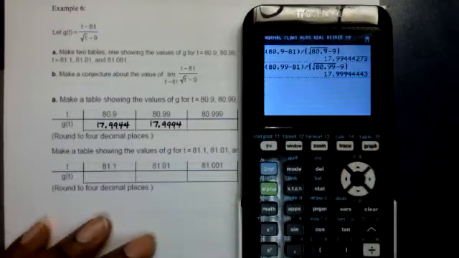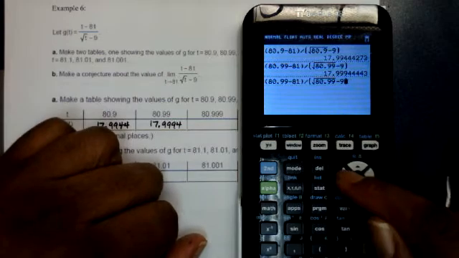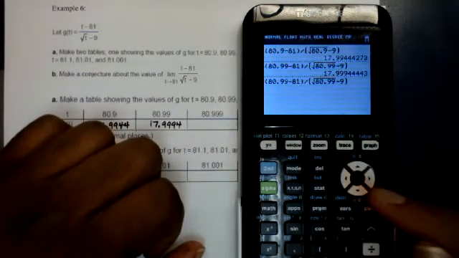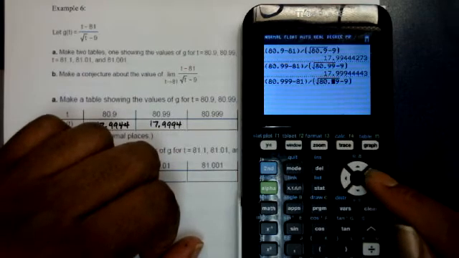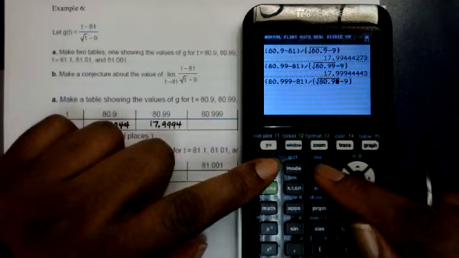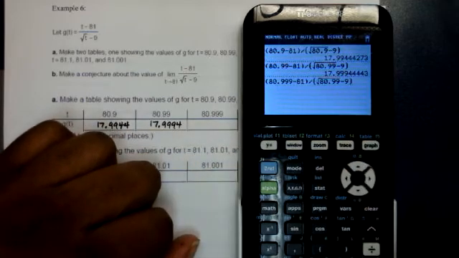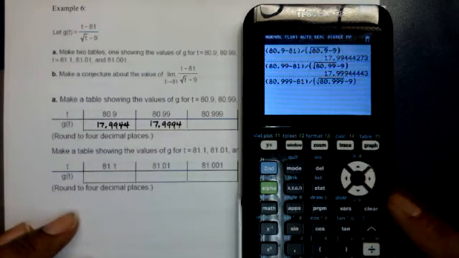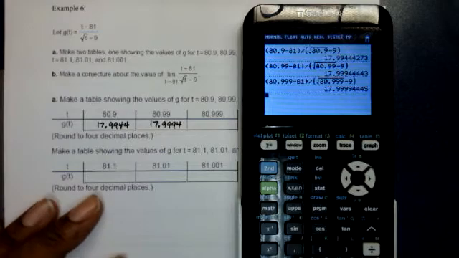And then for 80.999, this is where I'll do second and enter to pull this back up. Then I'm going to use my left arrow key. I'll do second and delete for the insert. I'll insert another 9 for 80.999. And then go underneath the radical, second, delete, insert another 9. That way I won't have to type all of that over. Use my right arrow key to go to the end and then press enter. So here I got 17.9999.